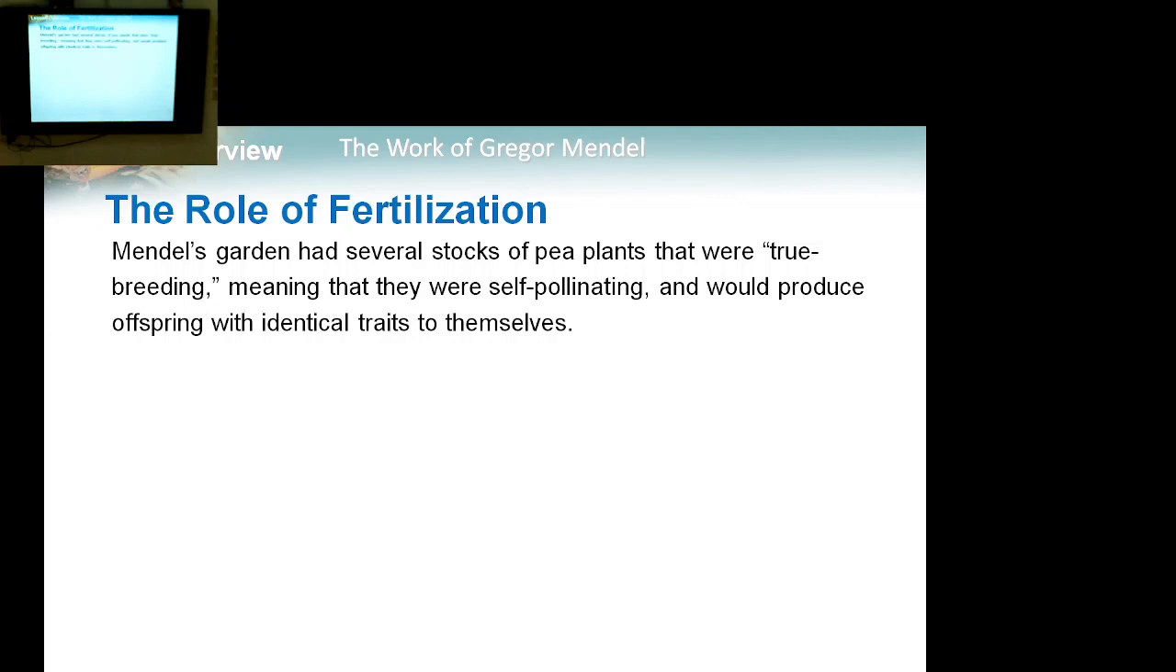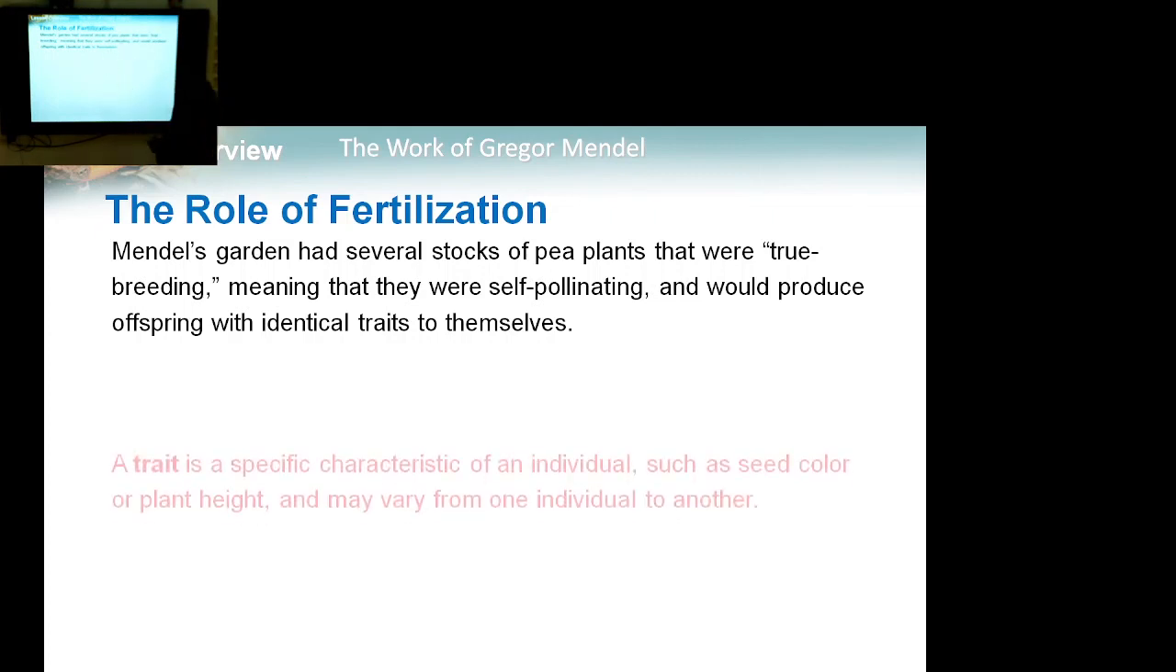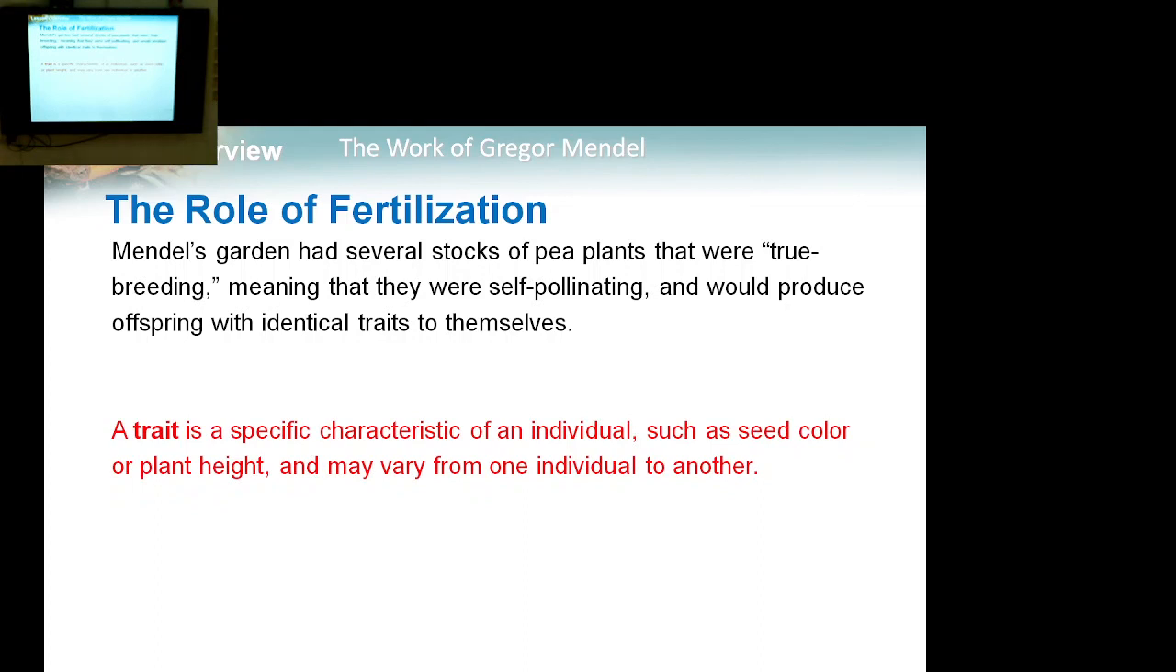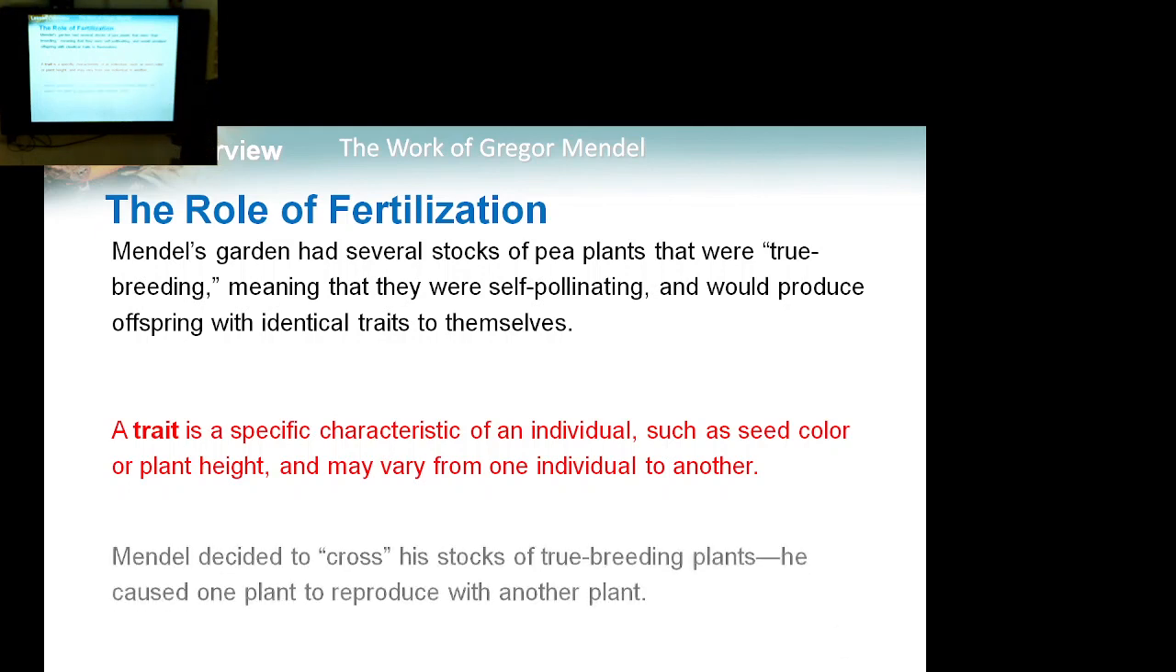Mendel's garden had several stocks of pea plants that were true-breeding, meaning that they were self-pollinating and would produce offspring with traits identical to themselves. A trait, what do we mean by a trait? A trait is a specific characteristic of an individual, such as seed color or plant height, and it may vary from one individual to another.